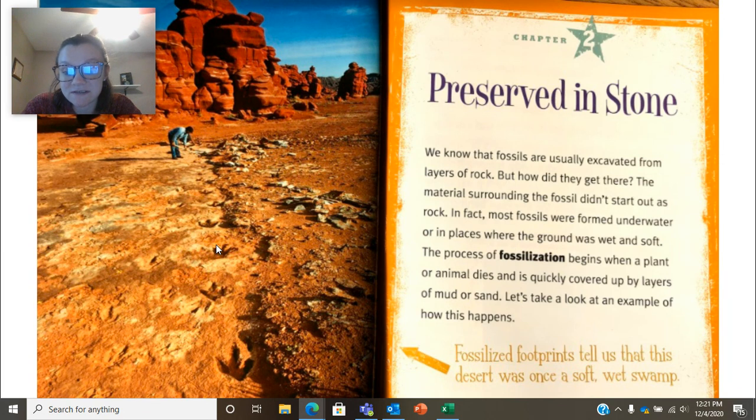The process of fossilization begins when a plant or an animal dies and is quickly covered up by layers of mud or sand. Let's take a look at an example of how this happens. Put your finger on the caption for me. The caption says, Fossilized footprints tell us that this desert was once a soft, wet swamp.